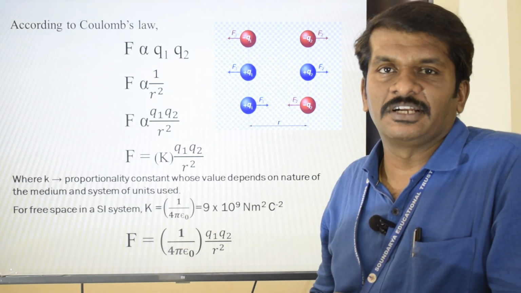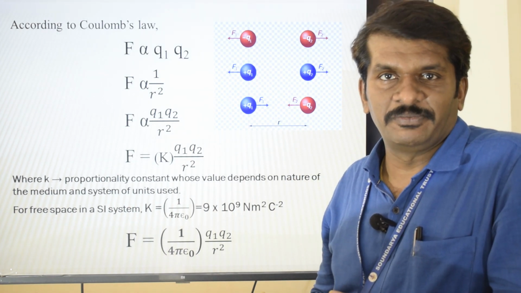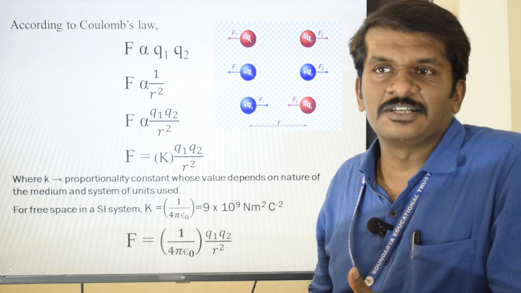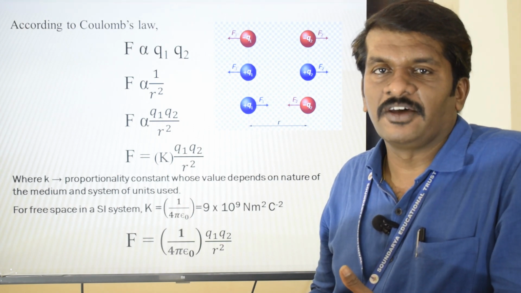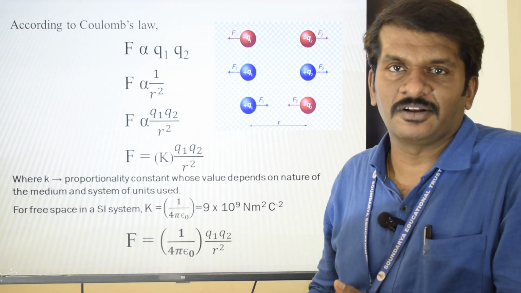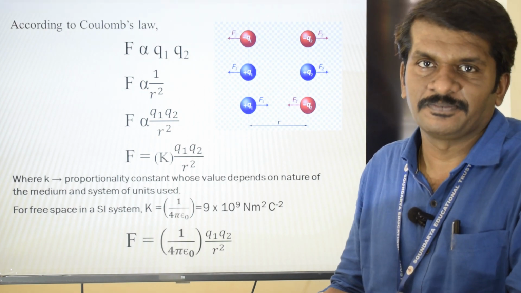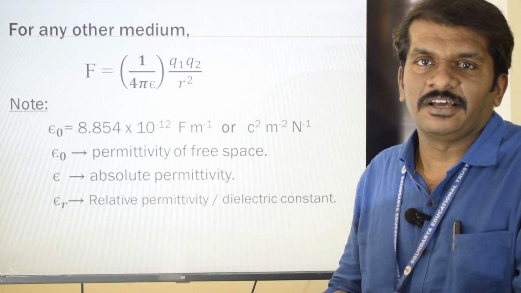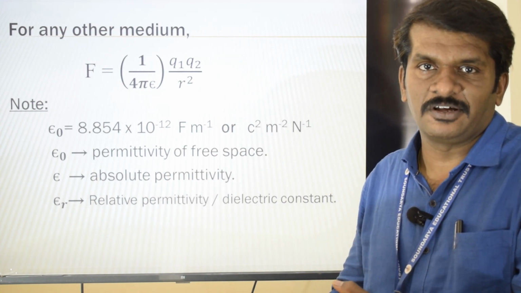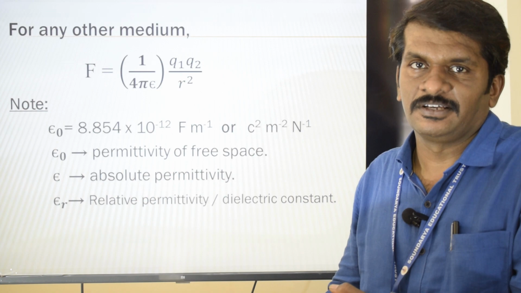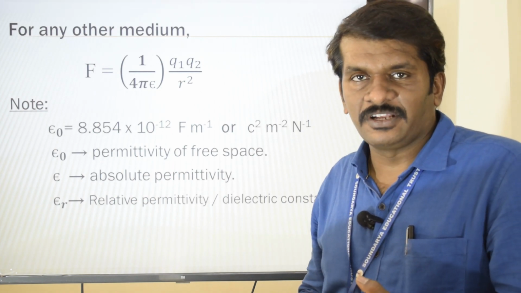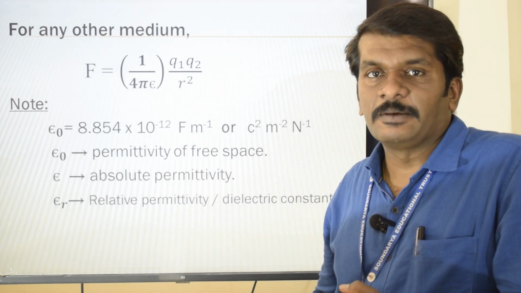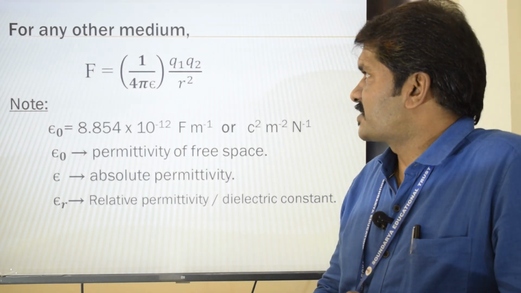And K is the proportionality constant, which depends on the nature of the medium and system of units used. For free space in SI system, the value of K is 1 by 4 pi epsilon naught. Hence, F is equal to 1 by 4 pi epsilon naught Q1 Q2 by R square. For any other medium, the force is given by F equals 1 by 4 pi epsilon Q1 Q2 by R square. Here, epsilon naught indicates the permittivity of free space, epsilon the absolute permittivity, and epsilon R is called the dielectric constant.